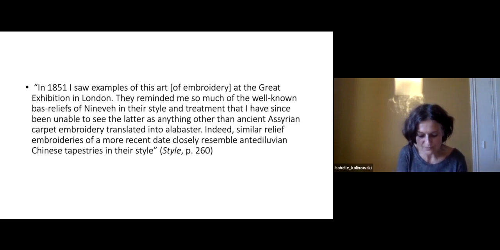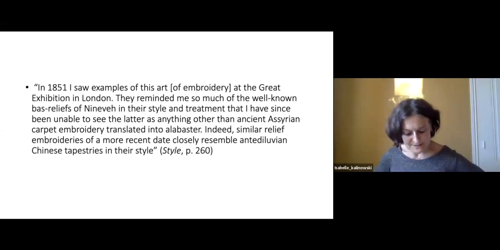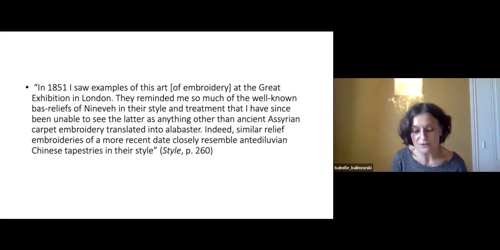"In 1851, I saw examples of this art of embroidery at the Great Exhibition in London. They reminded me so much of the well-known bas-relief of Nineveh in their style and treatment that I've since been unable to see the latter as anything other than ancient Assyrian carpet embroidery translated into alabaster. Indeed, similar relief embroideries of a more recent date closely resemble antediluvian Chinese tapestries in their style."